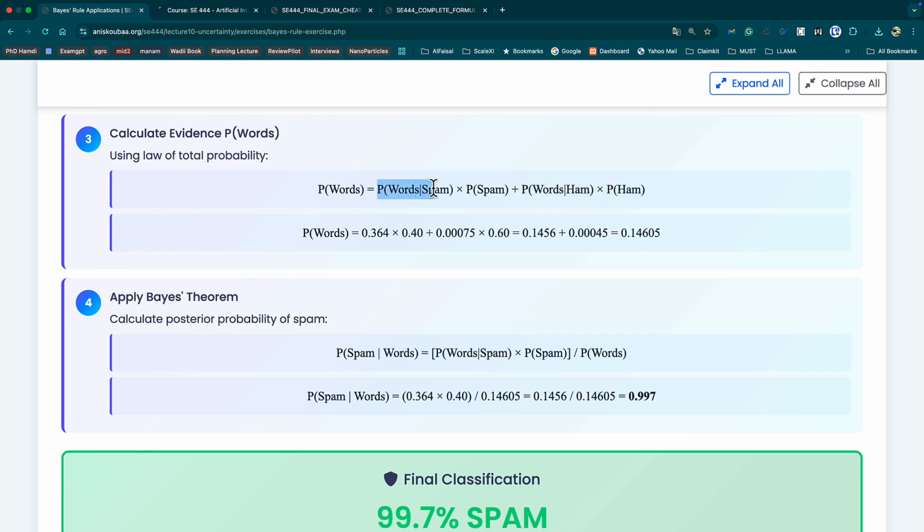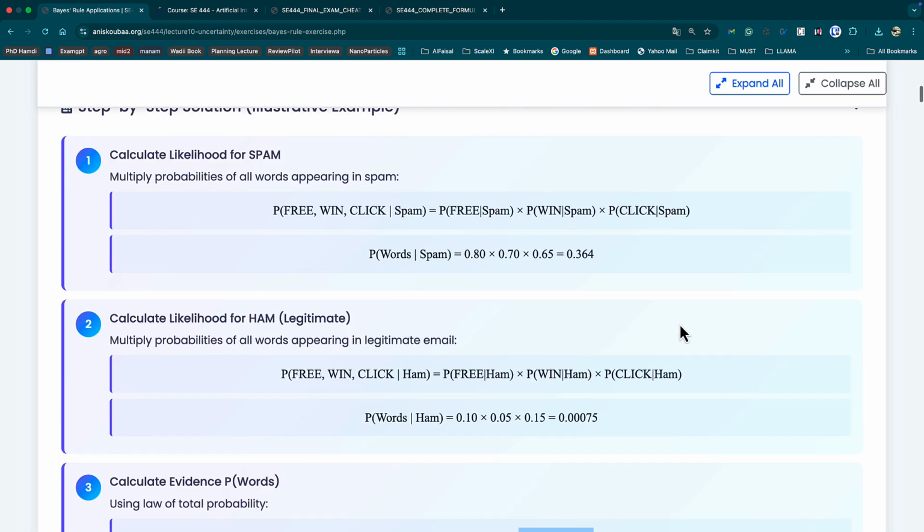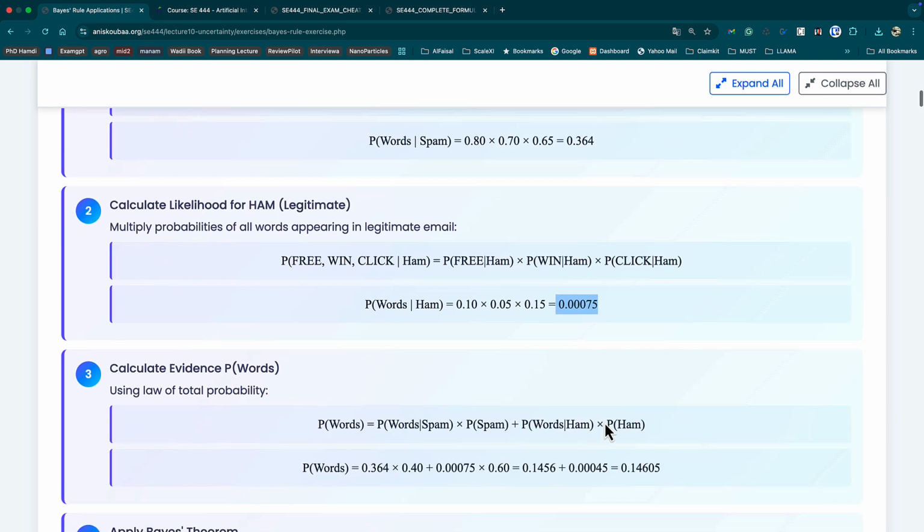Now we already calculated this, right? We already calculated this, but we didn't calculate this. So how can we calculate it? In the same way. What changes is that now I'm going to take from this column. So the probability of all these words given ham is the same thing, the product of all probabilities. That's going to give me this number.